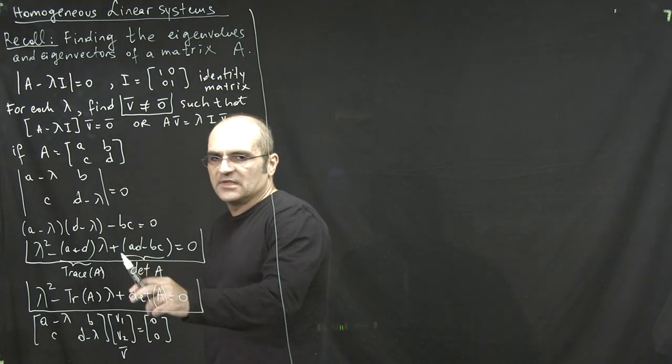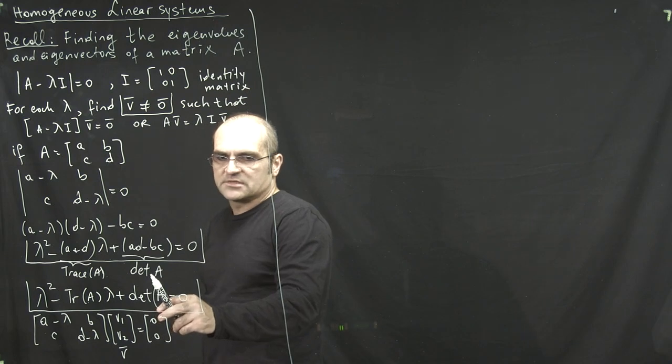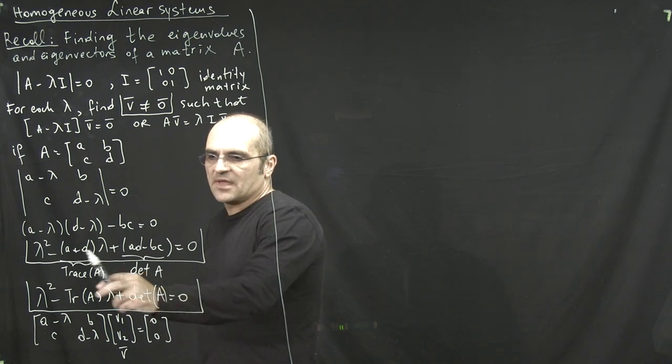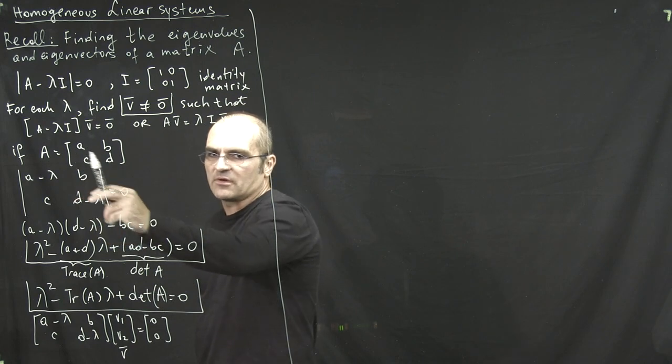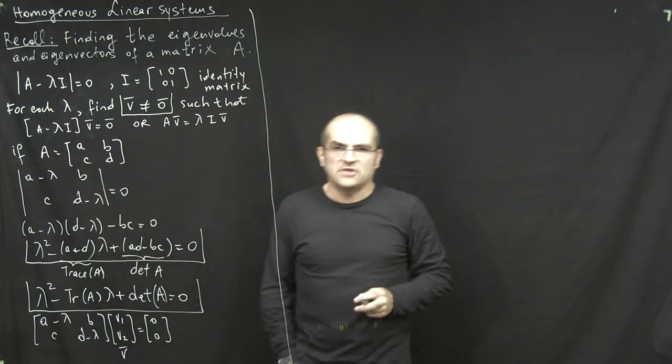For one thing, the constant term is going to be the determinant of your matrix, and the coefficient of lambda is minus (A plus D), which is the sum of the elements on the main diagonal, also known as the trace of a matrix.